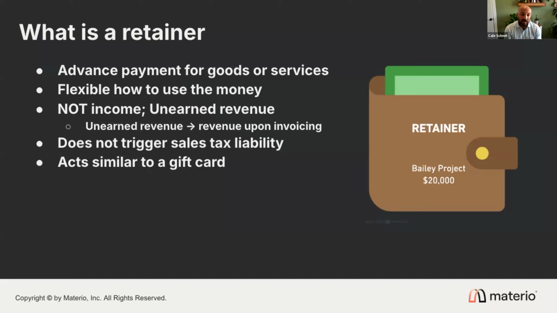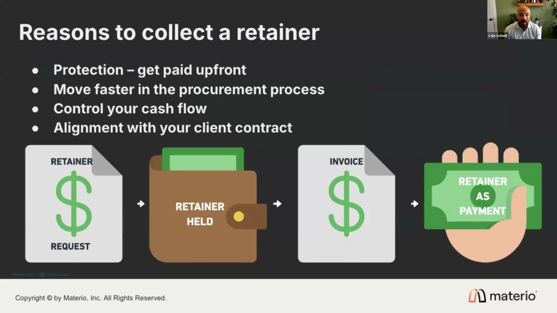So this is the same thing with sales tax liability. It doesn't affect that until you pull that money onto an invoice. And so here is just a visual of what that looks like of the retainer request. That's the official document. Whenever you receive those funds, those are considered held funds. And then once you create that invoice, that's when that money becomes your money, and that's when it becomes income.